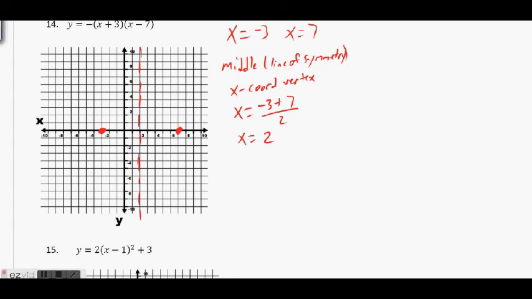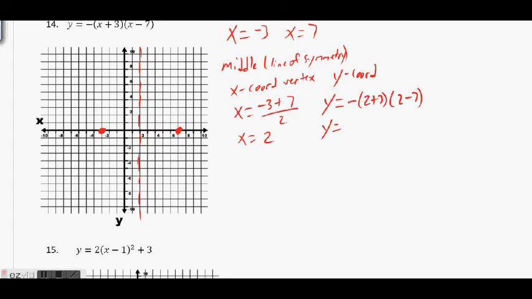Y coordinate. Start plugging stuff into the original equation. Start plugging this 2 in. So I have -2 plus 3 times 2 minus 7. Mental math, a little bit of order of operations. We end up with 25.